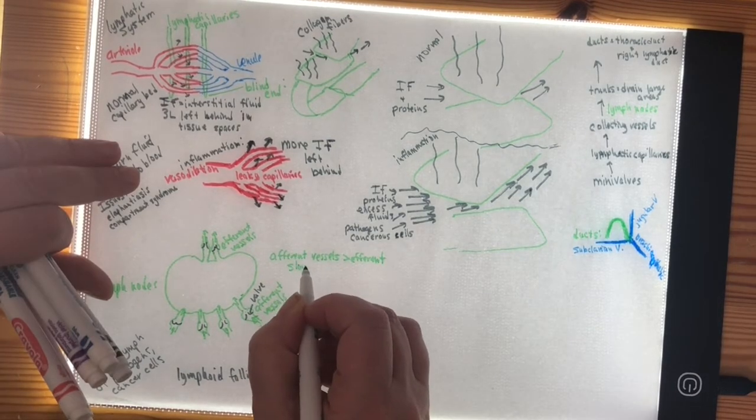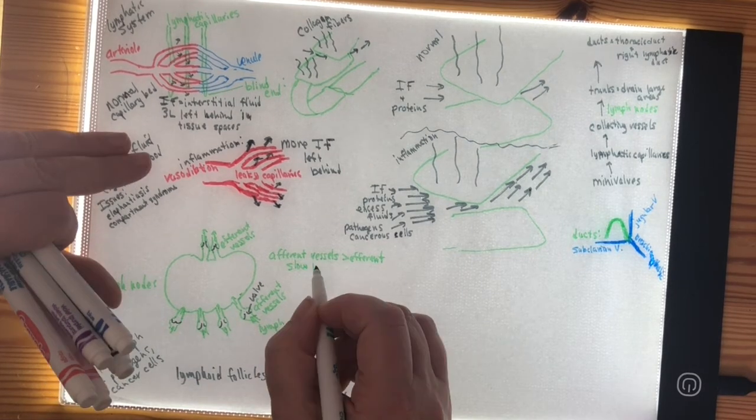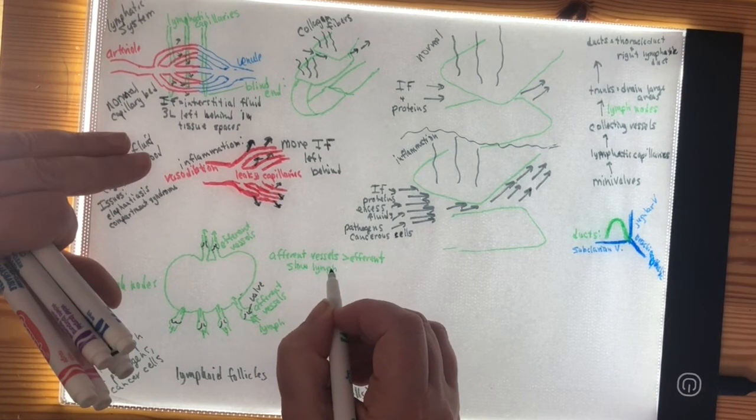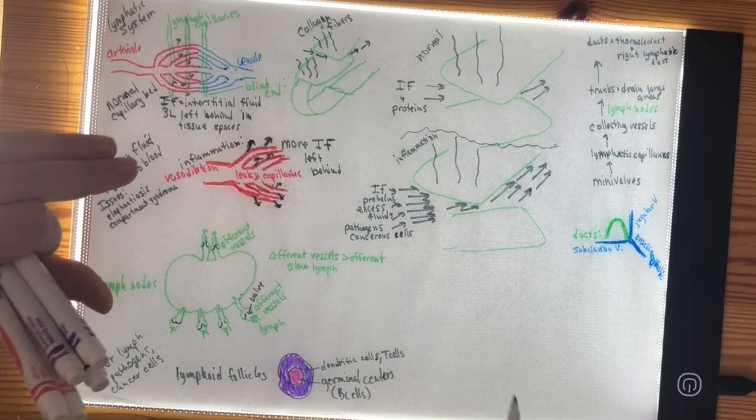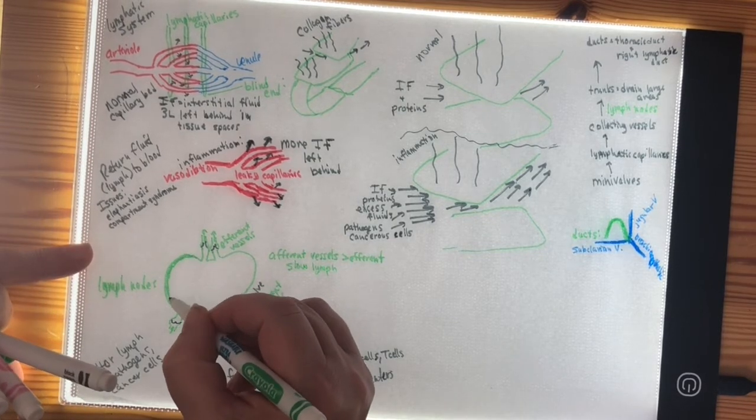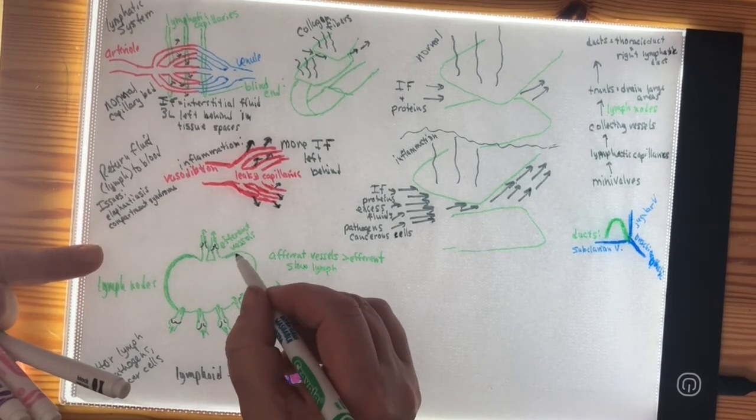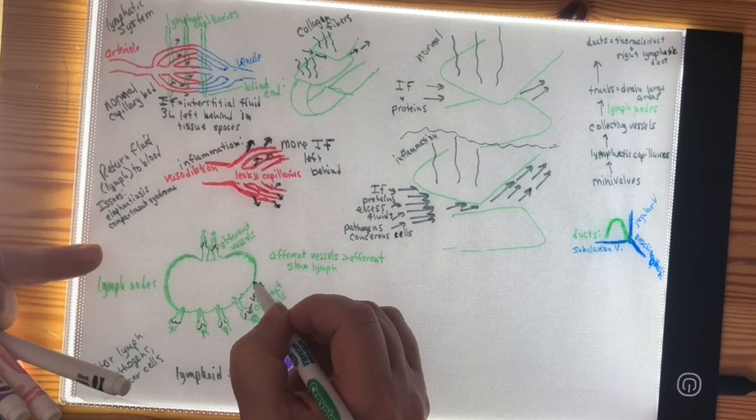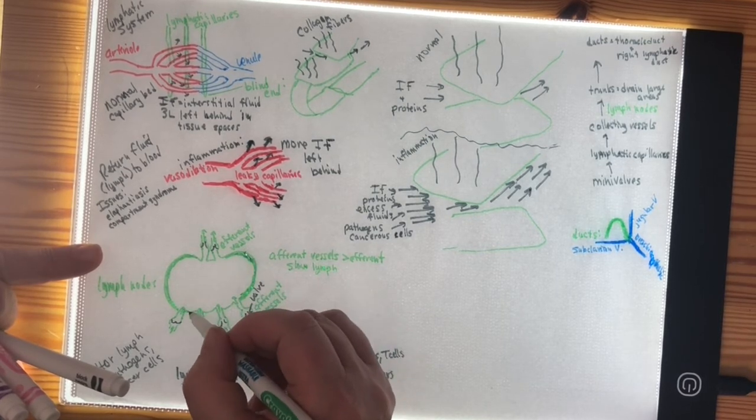I want to point out that there are more afferent vessels than efferent vessels. This is always true. And this is one of the ways that we slow down the flow of lymph as it makes its way through the lymph node, so it really circulates around everything. This is a good way to ensure that it comes into contact with cells that will do the lymph some good.